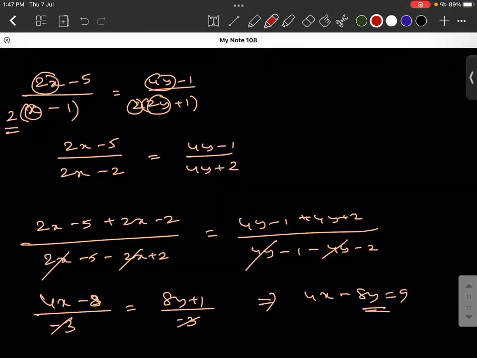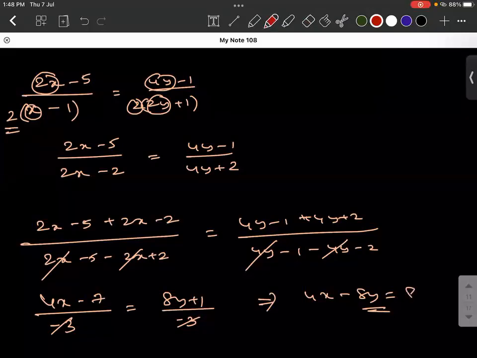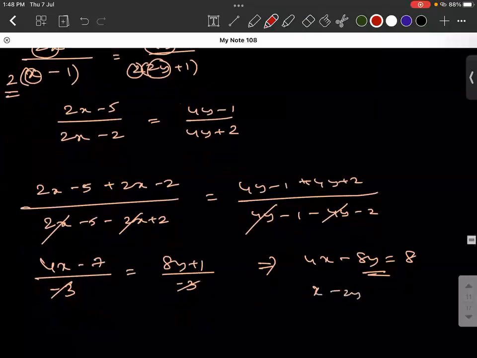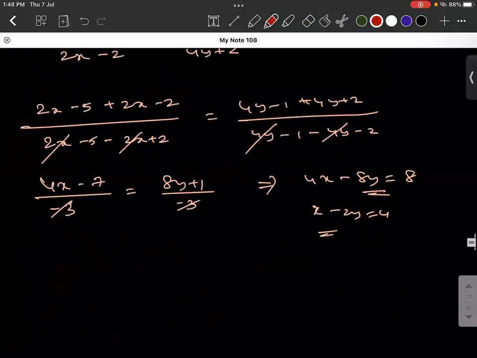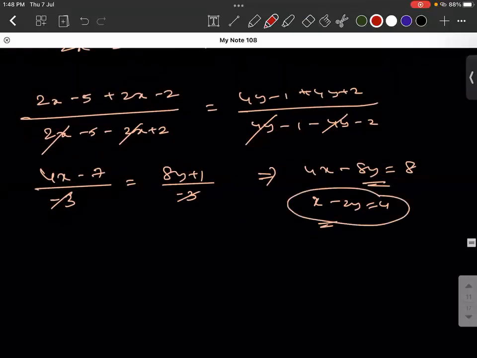Here, so minus 7 are there. Okay, 4x minus 7. Then what will I get? 4x minus 8y is equal to 8, which implies x minus 2y is 4. So I have x is equal to y plus 6 and x is equal to 2y plus 4. Equate both, you will get the answer.